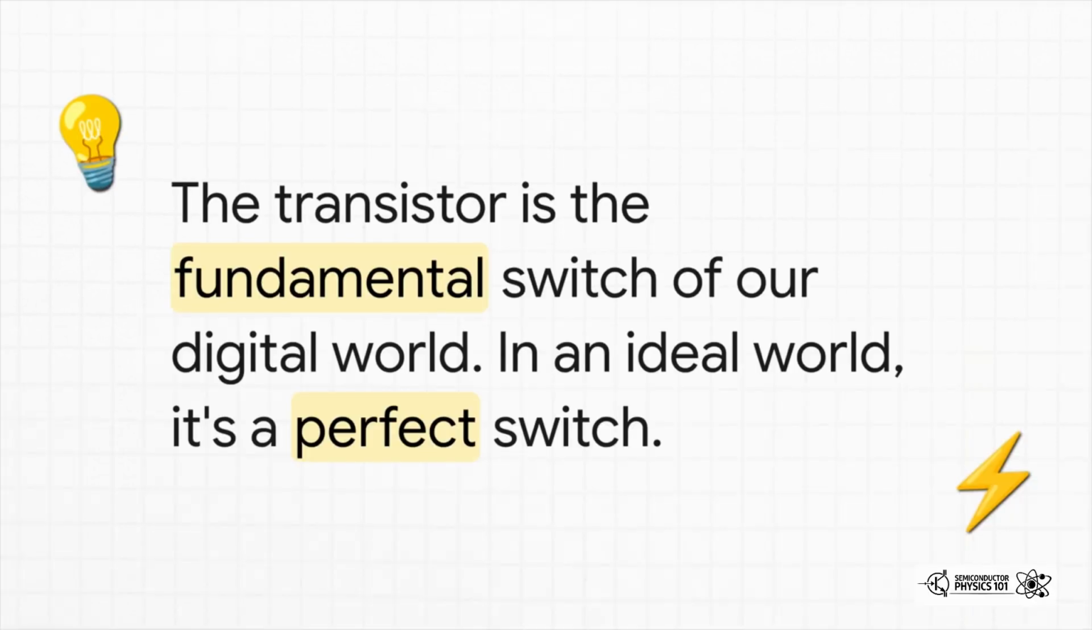So at its core, the transistor is the basic switch that powers our entire digital world. In a perfect world, it's a perfect switch, right? Instantly on, instantly off. But, and this is a big but, in the real world, it's not quite perfect. And that little imperfection is where all the incredible complexity and all the amazing innovation really begins.